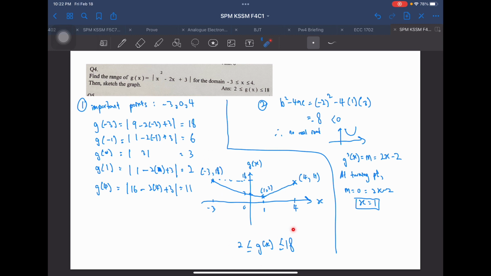Okay, so the second approach, if you have learned the discriminant method, is to find the discriminant of the quadratic function. You know that its discriminant is -8, which is less than 0, meaning that there is no real root. So the graph will be something like this, a smiling face hanging without touching the x-axis.